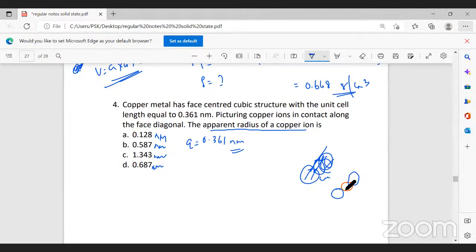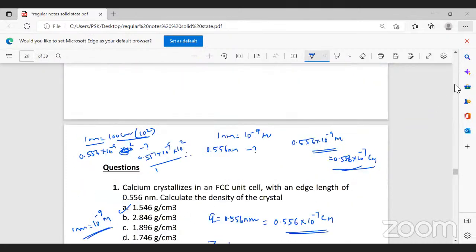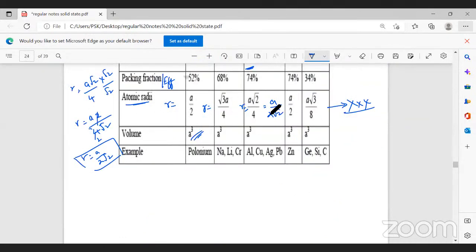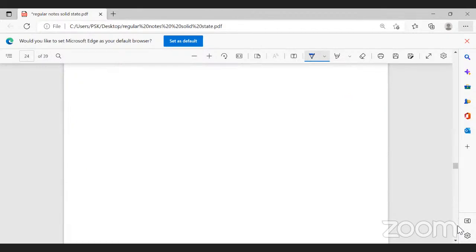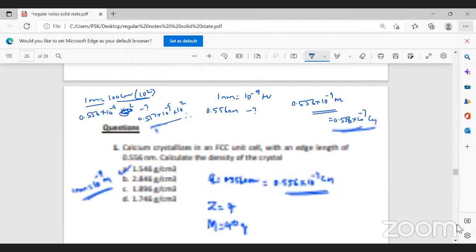So they're asking you to calculate the radius of copper. Now, how is it related? It's a face-centered cubic lattice. We know that radius is equal to root 2a by 4. There's a chart, we learned the chart. Root 2a by 4 or a root 2 by 4, it's all the same. This is for face-centered cubic lattice. This is very important. This relationship you have to memorize and remember.